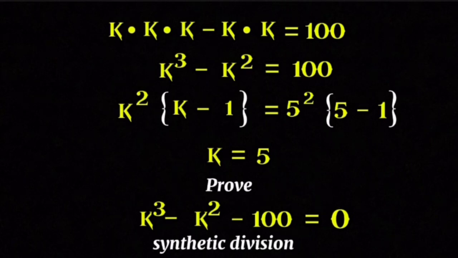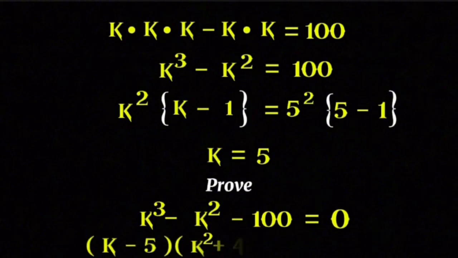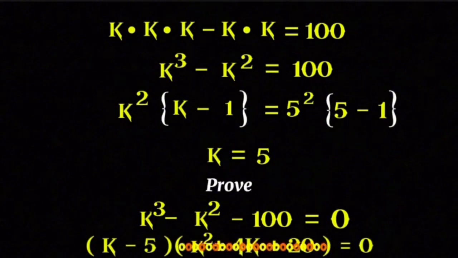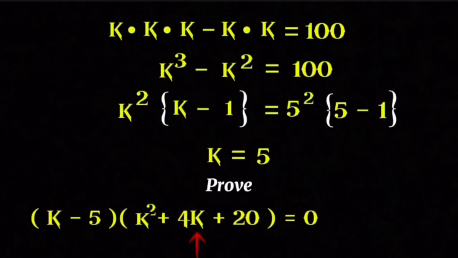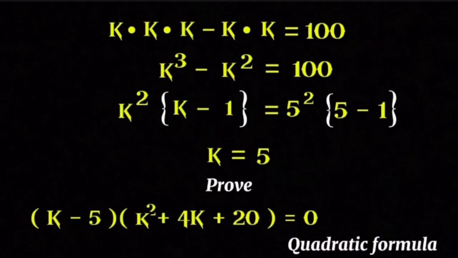When we divide it out, we get the quantity k minus 5 times the quantity k squared plus 4k plus 20 equals 0. Now look at that second part, k squared plus 4k plus 20. If we try to solve that using the quadratic formula, we find that the discriminant is negative. That means any other answers to this problem are imaginary. They don't exist in our real number world. So, with absolute 100% certainty, we have proven that the only real solution to this mystery is k equals 5.